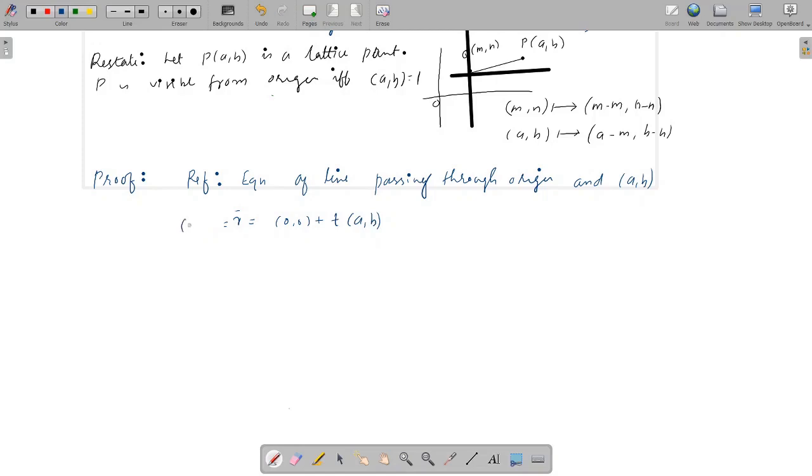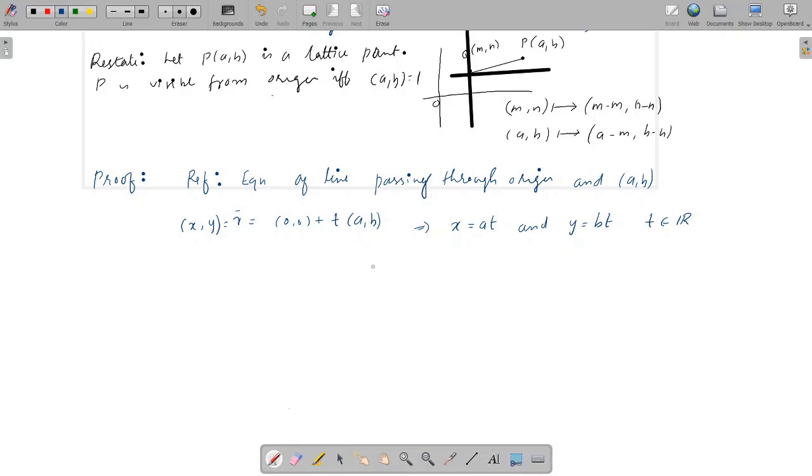r is an arbitrary point on the line in the xy plane. So we get the general or parametric equation as x equal to a t and y equal to b t, where t belongs to R. This is the equation of the line passing through origin and (a, b). When you put t equal to 0, you will get origin itself. When t is equal to 1, you will get (a, b). That means for every other value between 0 and 1, you will get the points in between (0, 0) and (a, b).